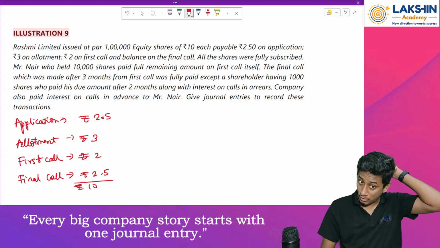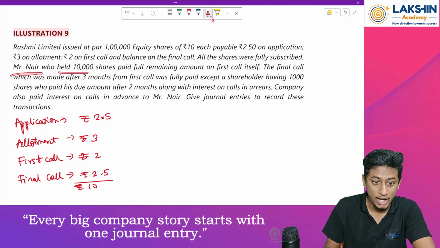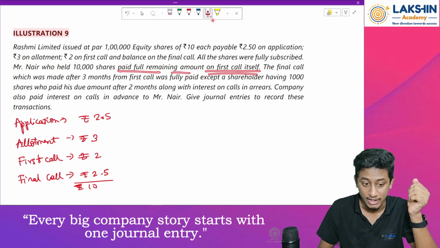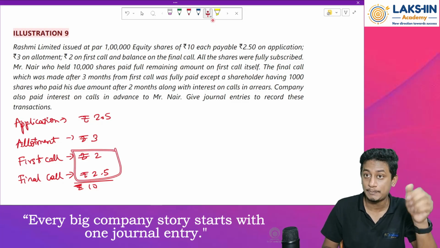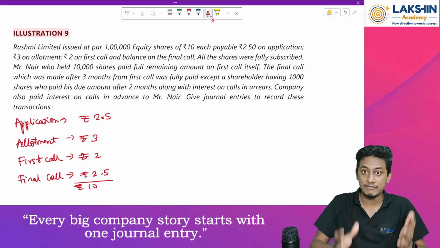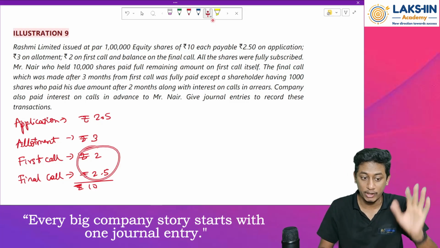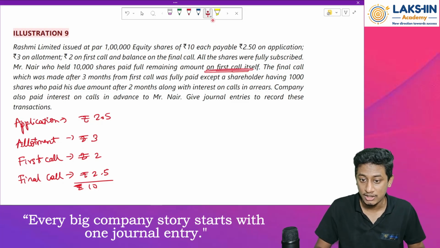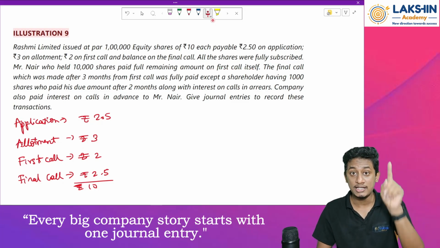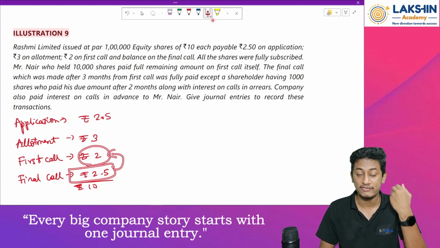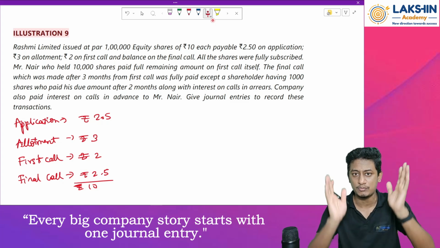Now what Mr. Nair has done, who held 10,000 shares, is that he has fully paid the remaining amount on the first call itself. So that means these two amounts he has paid together on the first call itself. He had too much money with him, so he has paid the whole amount together in the first call itself. Now what to do? This will be called as what? A call in advance. He has paid me the money of the final call during the first call itself, in advance. He has more money. He has paid me.